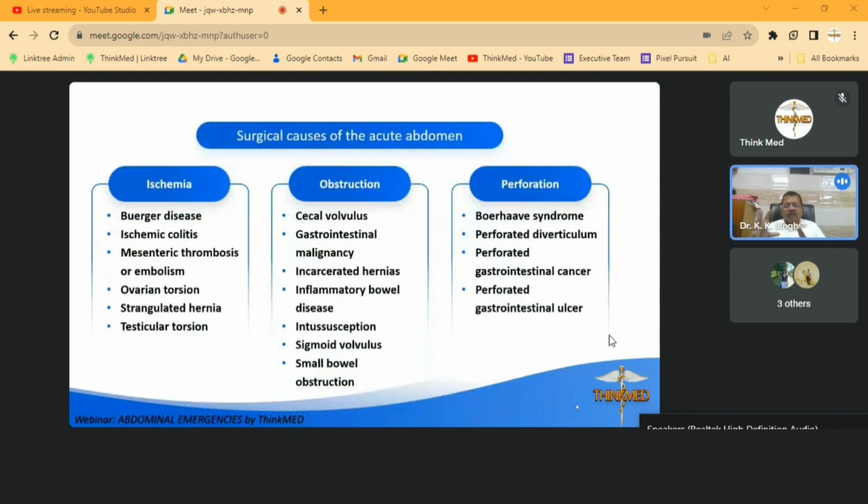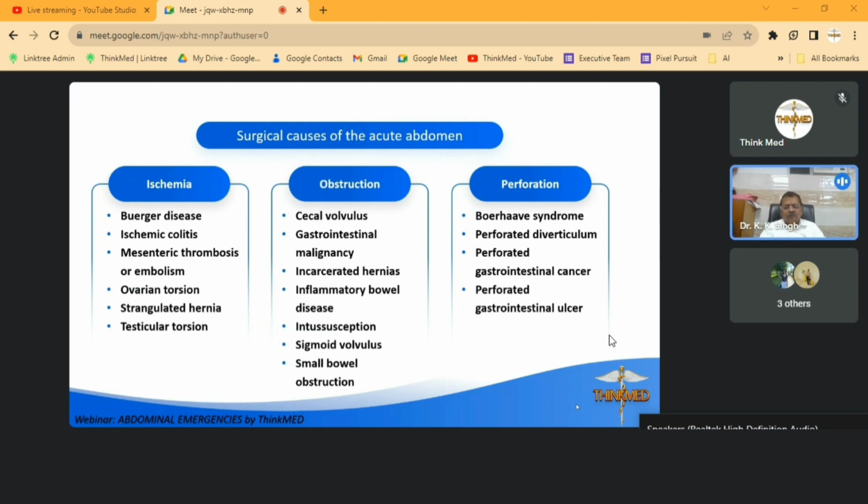Now, the other cause is ischemia. Ischemia, most of the times, which you get is ovarian torsion, strangulated hernia, or testicular torsion. In this, the pain is sudden. Initially, when there is no gangrene, then you will have some difficulty in differentiating this from the other causes.